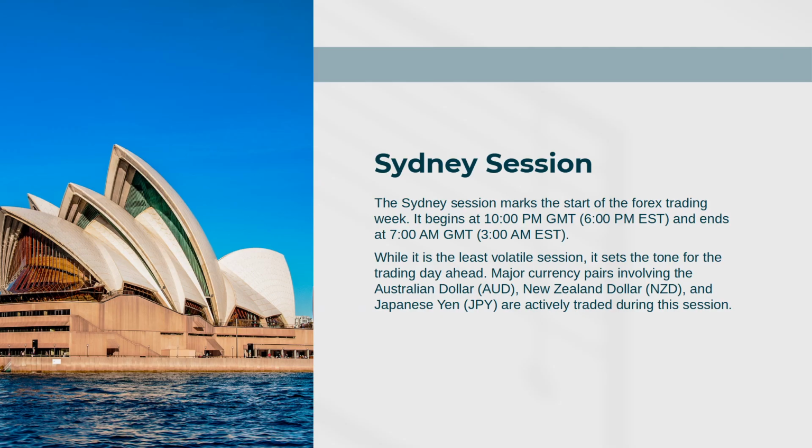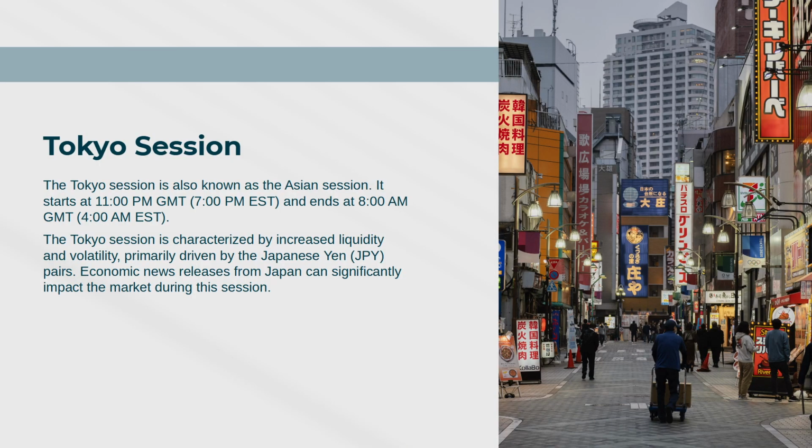Sydney session. The Sydney session marks the start of the Forex trading week. It begins at 10 p.m. GMT, which is 6 p.m. EST, and ends at 7 a.m. GMT, which is 3 a.m. EST. While it is the least volatile session, it sets the tone for the trading day ahead. Major currency pairs involving the Australian dollar, AUD, New Zealand dollar, NZD, and Japanese yen, JPY, are actively traded during this session.